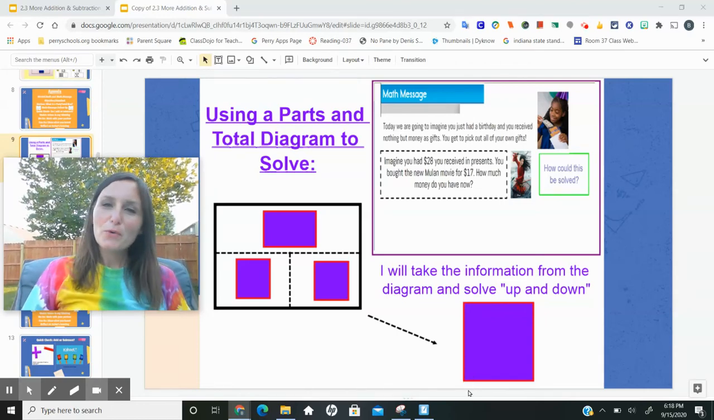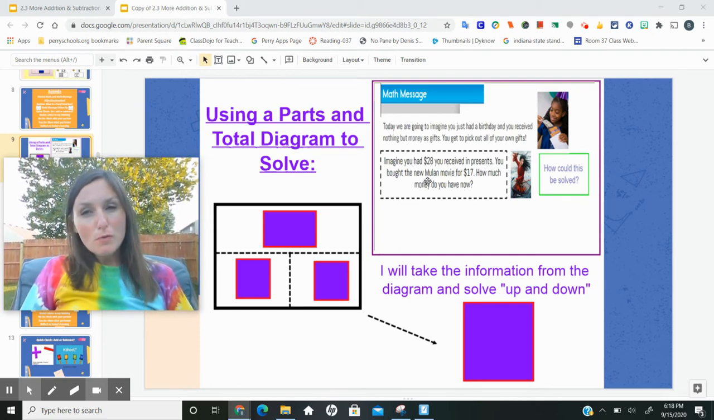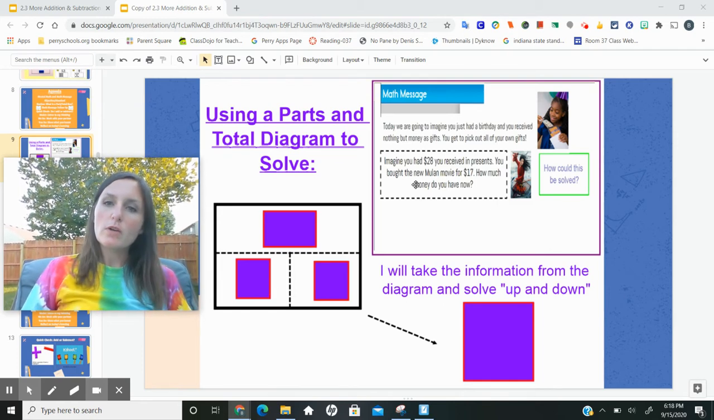Guys! So I'm going to show you how we can use our math message today to think about how we can turn this into a part-to-part total diagram, how we can use this to help us solve. So you might not have used this when you were solving the math message, and that's okay, but we are going to look at how this could look if you were to do this.